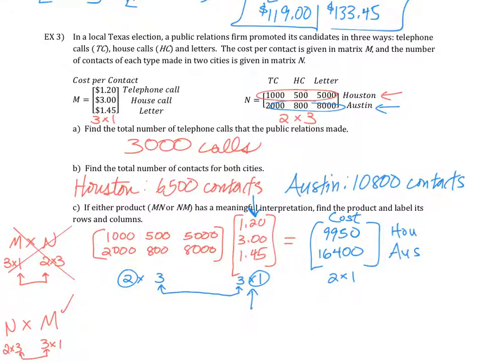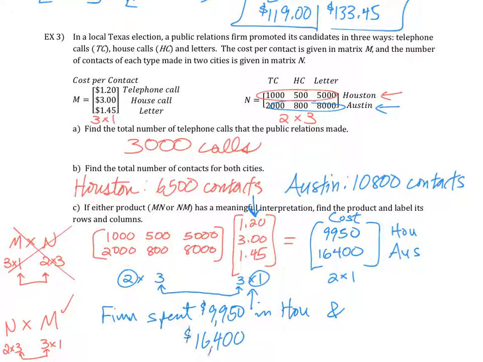So what do these numbers mean? Well, in the election, the public relations firm spent $9,950 in Houston and $16,400 in Austin. That's what these numbers mean.